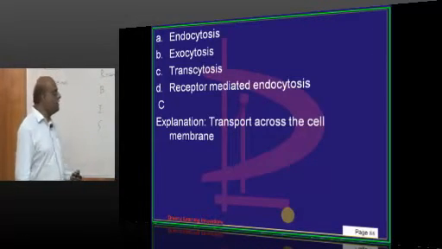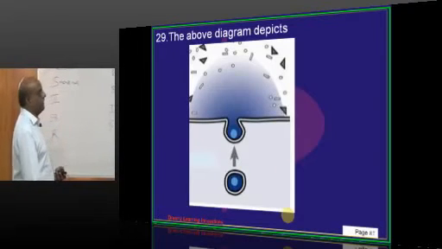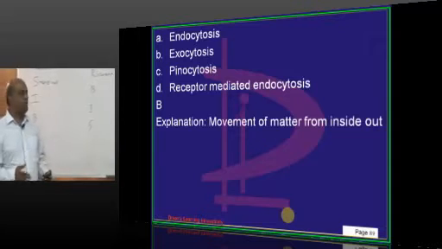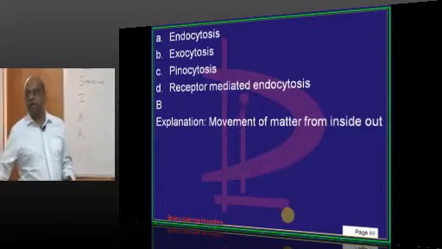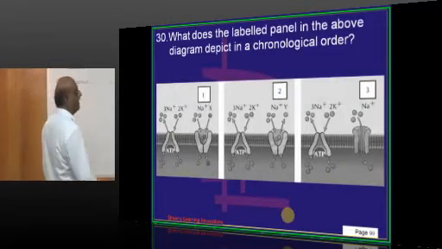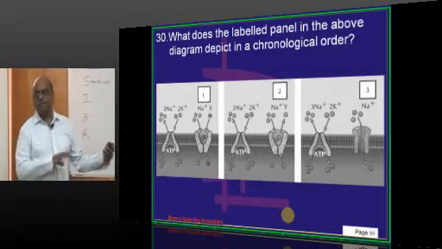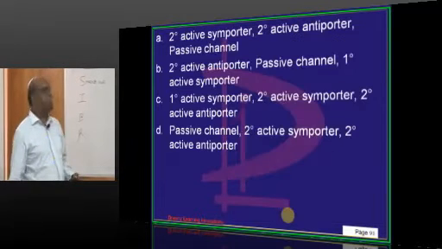It shows us transcytosis where across the cell membrane there is a transport. And what is this diagram basically? This is an exocytosis where the movement of the matter is occurring from inside out. And in this you have got a diagram and what is the chronological order in which this action potential generation basically occurs.